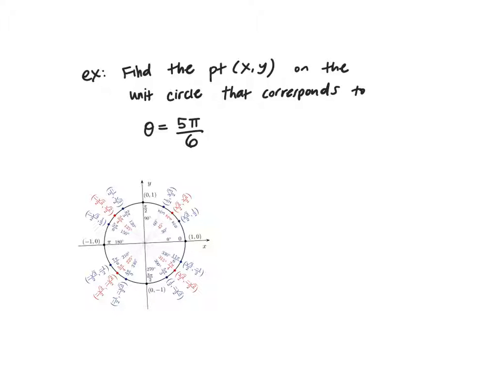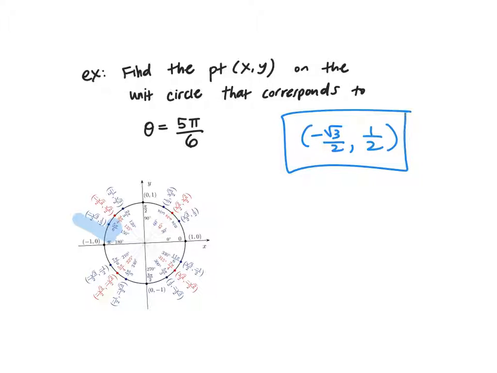So if you have a unit circle filled out, you would just go to 5 pi over 6 and look at the x, y coordinate. So your answer is negative root 3 over 2, comma, 1/2. That's your final answer.